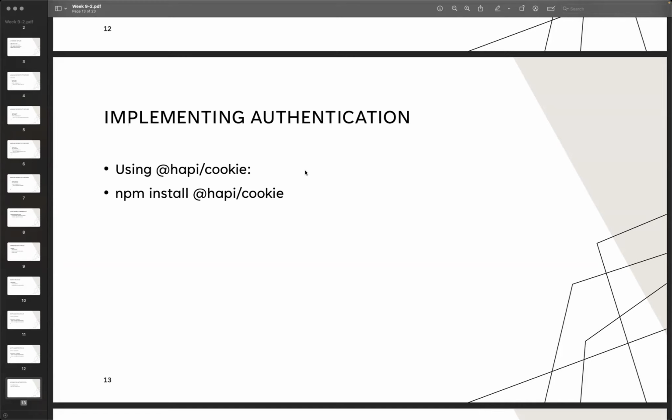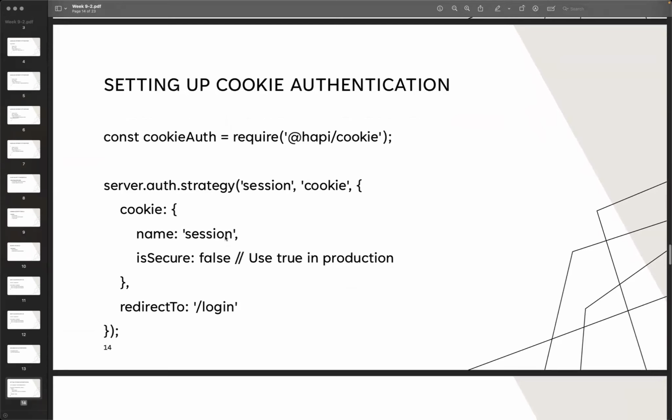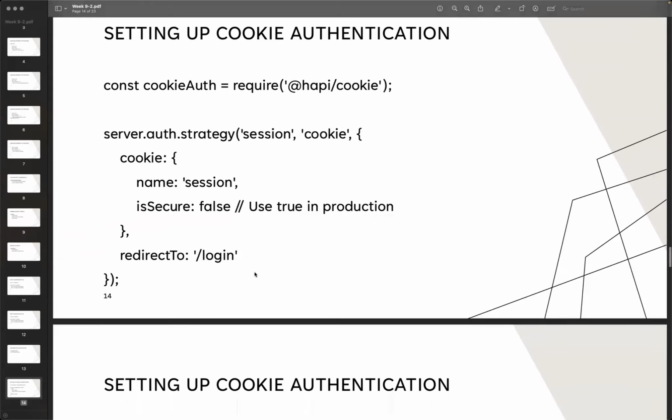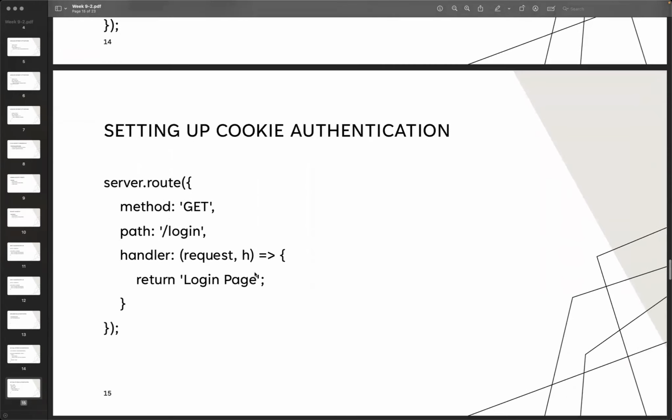So one of the methods is called authentication, using hapi cookie. You can run npm install on the hapi cookie package. This cookie we can declare once as the authorized strategy. Here we have a cookie session, and it's secure. We can change it to true if you need it in production. And we can also redirect to the login. If we need to implement a login section, you can do it here. Then we can set the same method, like get and then the login page.